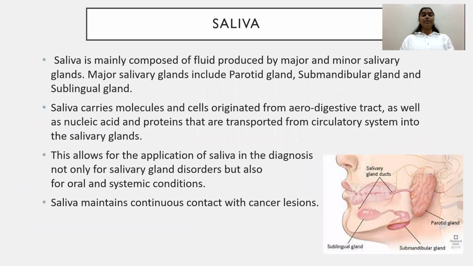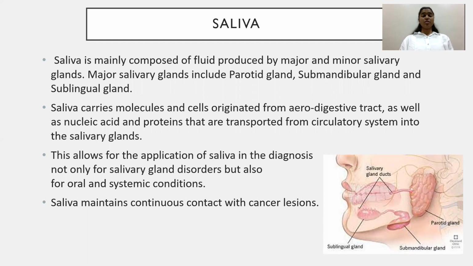Saliva. Saliva is mainly composed of fluid produced by major and minor salivary glands. Major salivary glands include the parotid, submandibular, and sublingual glands. Saliva carries molecules and cells originating from the aerodigestive tract as well as nucleic acids and proteins that are transported from the circulatory system into the salivary gland. This allows for the application of saliva in the diagnosis of not only salivary gland disorders but also oral and systemic conditions.